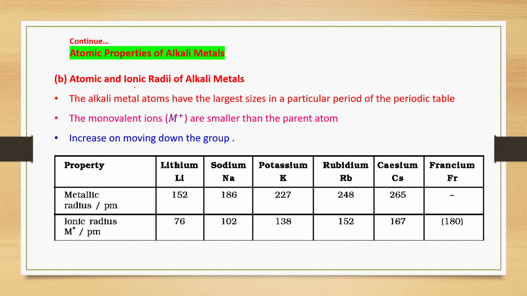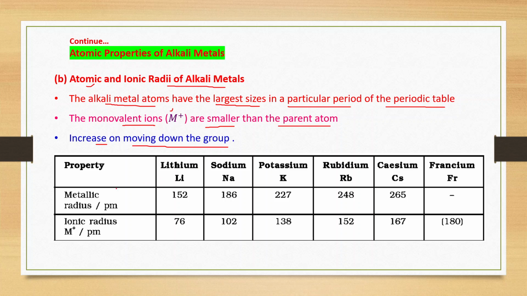Now next, atomic property. Atomic and ionic radii of alkali metals. The alkali metal atoms have the largest size in a particular period of the periodic table. The monovalent ions are smaller than the parent atom. We already discussed that cations are smaller than the parent atom. And the size of these alkali metals increases on moving down the group. Why? Because the number of shells increases.